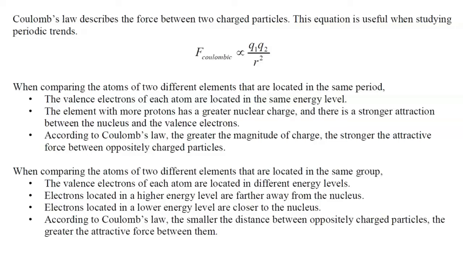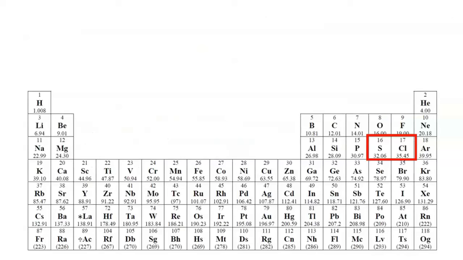So Coulomb's law has to do with both magnitude of charge and distance between the charged particles. When we are comparing the atoms of 2 different elements in the same period, like we're doing now with sulfur and chlorine, we should take a look at the electrons and where they are located in terms of the energy levels. So sulfur has 16 electrons, chlorine has 17 electrons. The electron configurations of these 2 elements are very similar. For sulfur, 1s2, 2s2, 2p6, 3s2, and 3p4.